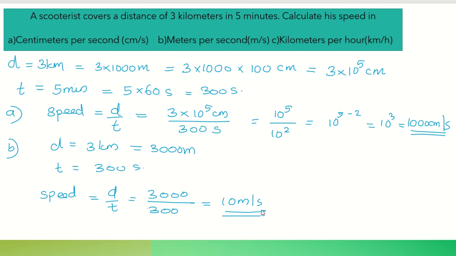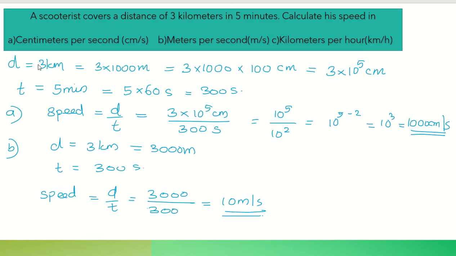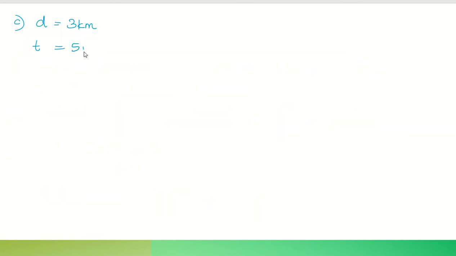Now, what is the next one? Kilometer per hour. So we have to do the conversion of time into hours. For the question C, we have distance D given in kilometers itself, 3 kilometers. Time taken T is equal to, what is the value given there? It's 5 minutes, right? So what is 5 minutes when you convert it into hours? 5 by 60 hours, right?